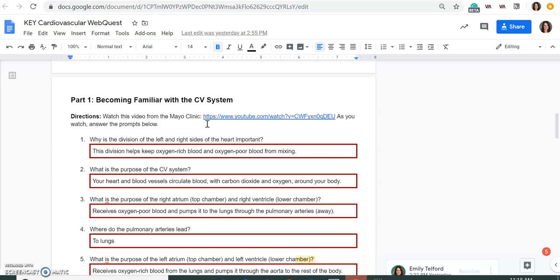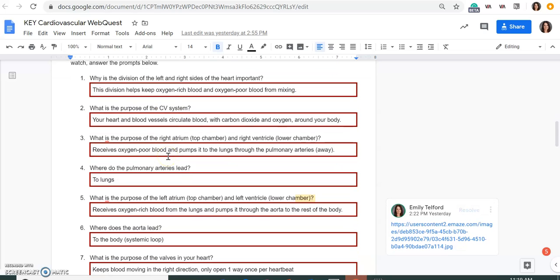So the division of the left and right sides of the heart are important because this keeps the oxygen-rich blood from mixing with the oxygen-poor blood. The purpose of the cardiovascular system, so your heart and blood vessels circulate blood, which obviously has important gases like carbon dioxide, which is a waste product, and oxygen, which is a gas that our tissues need.